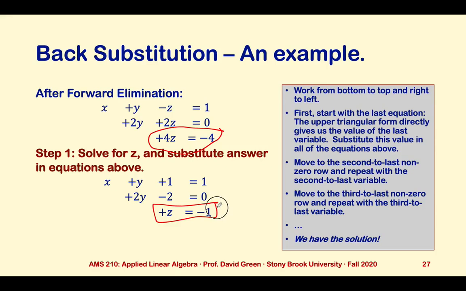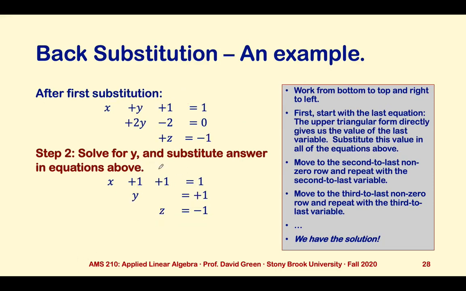We then take this value of z equals -1 and plug it in to both positions in the second and first equation that have a z. Negative z, if z is -1, becomes +1. 2z, if z is -1, becomes -2. Right? Our new system is here. We have solved for z and substituted. We're ready to move forward.